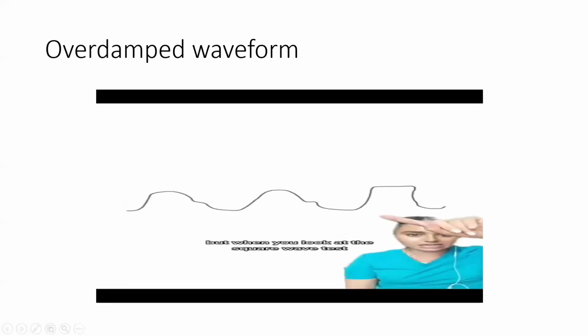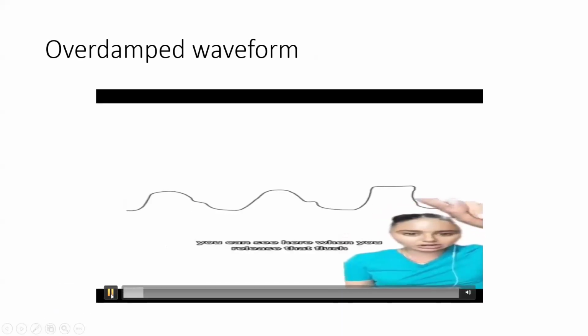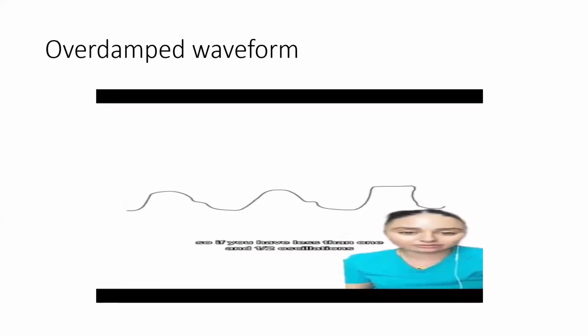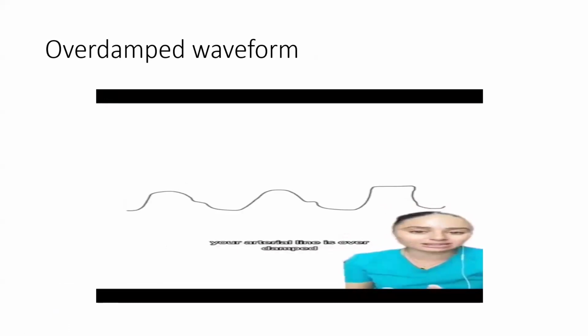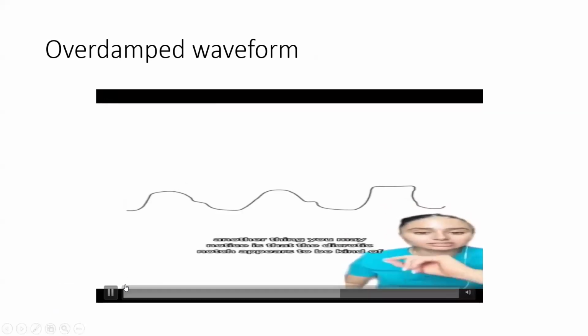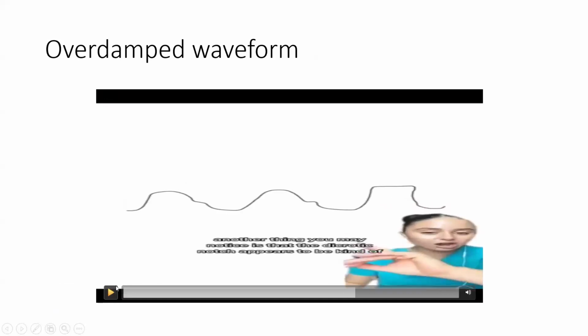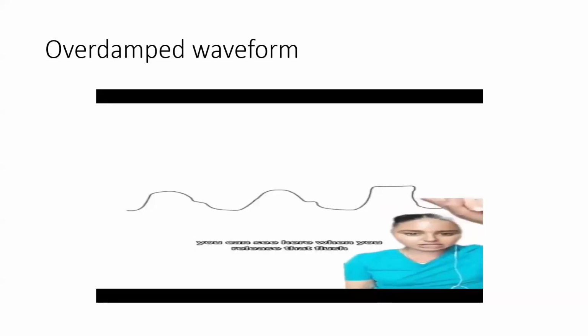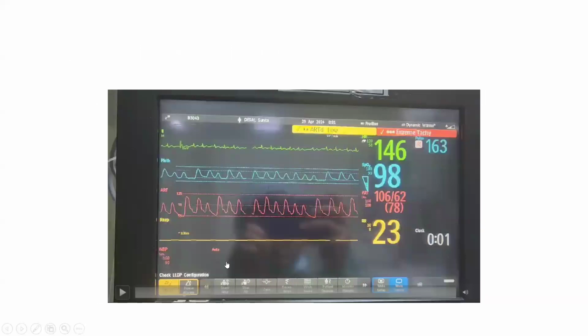So this is the video showing the overdamped artery. So I hope it is clear. After the flush test, if we are seeing more than two oscillations, then our arterial line is underdamped. And if we are seeing less than half an oscillation, then we can interpret it as an overdamped wave. So this is the waveform of the arterial line.